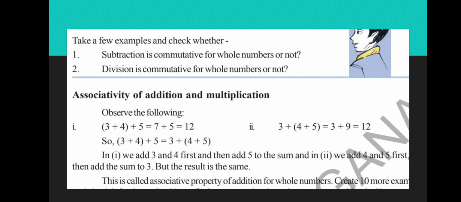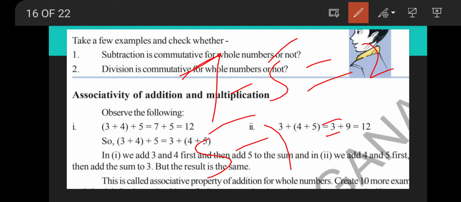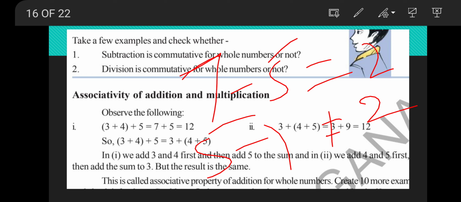Next, associative. It means if you add 3 numbers in any way. Next, here he asked, look: is subtraction commutative for whole numbers? No, because if I subtract 7 minus 5, I will get 2. But if I do 5 minus 7, it is not equal to 2. So it is not commutative.